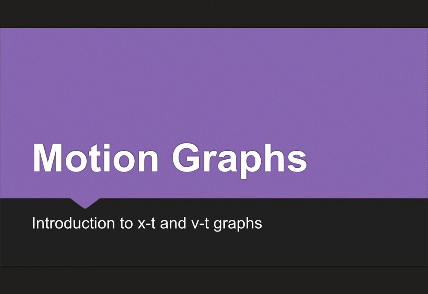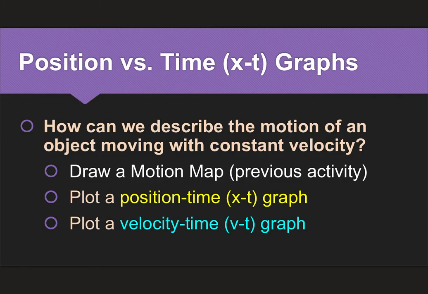Hey everybody, today we're going to talk about motion graphs. And we've already talked about two of the three different ways that we can graphically represent the motion of an object. We've done a whole PowerPoint on motion maps, those little dot diagrams or strobe diagrams. We've also talked a good bit about position time graphs or XT graphs. We looked at one of those when we did our buggy lab, and we did a whole bunch of work with that we're going to review in just a second.